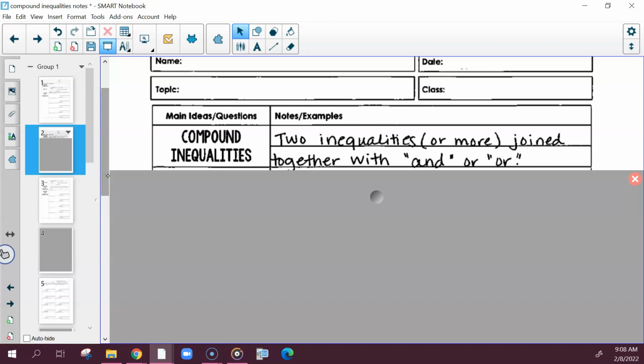Is anyone done with this part? Reese, go ahead and close your laptop.